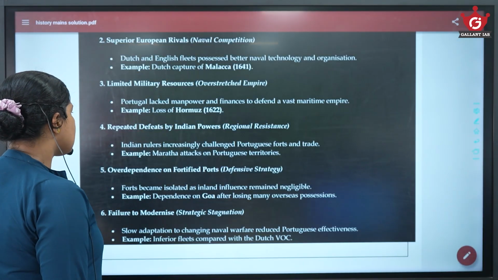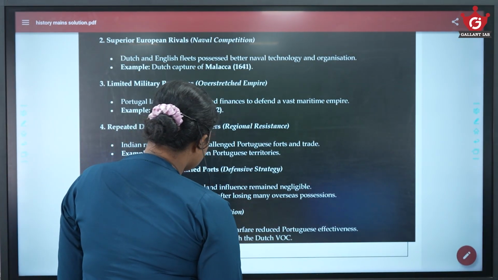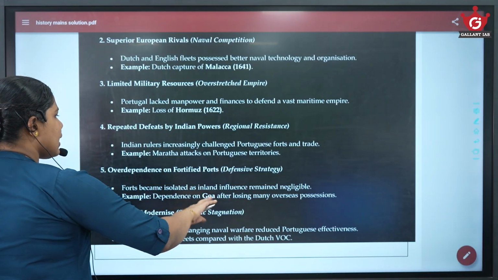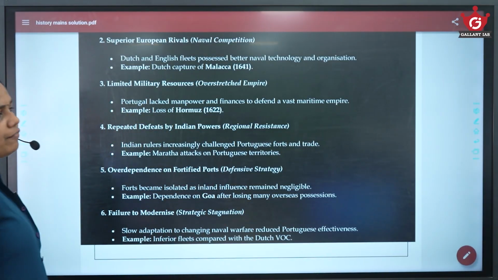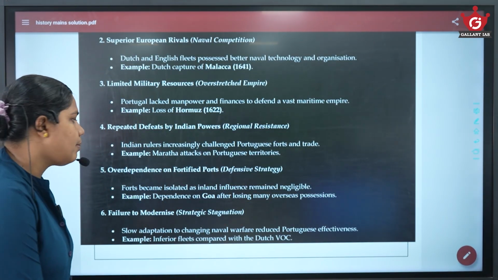Next is over dependence on fortified ports. That is a defense strategy. Ports became isolated as island influence. See that you can mention the dependence of Goa, though after losing many overseas territories. Okay, you can mention this.